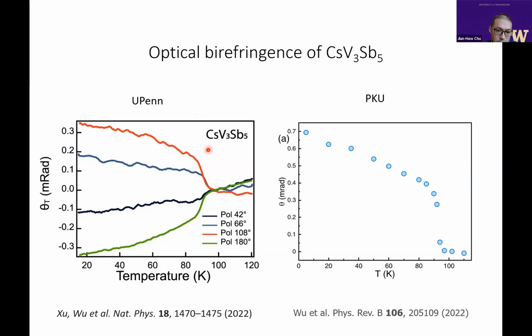So Liang measured this rotation of polarization, and found that this rotation angle onsets around the CDW transition temperature. Similarly, PKU also found something similar. In this work, both of these groups have also discovered optical rotation due to time reversal symmetry breaking. So this is the optical Kerr effect, in addition to this optical birefringence.